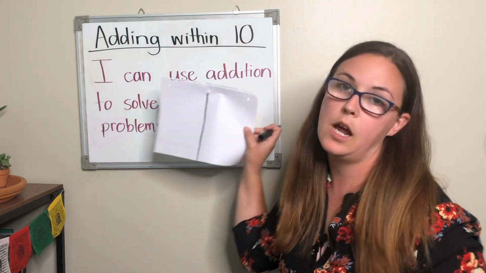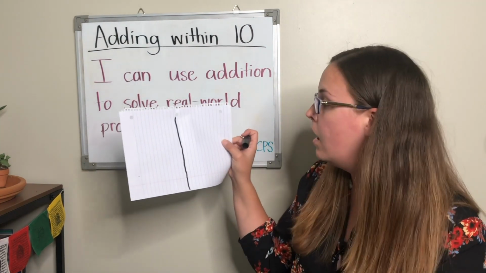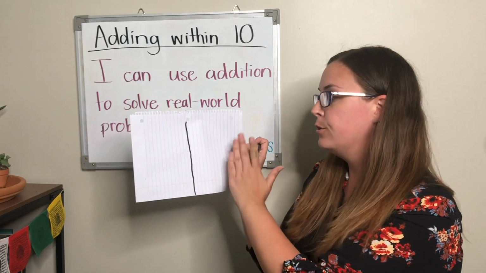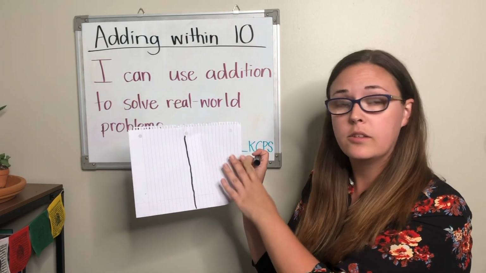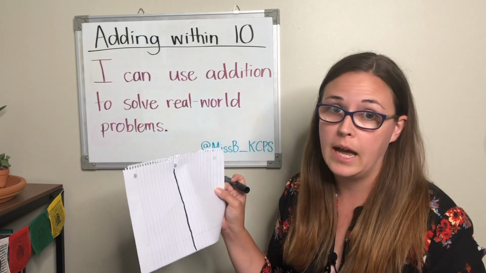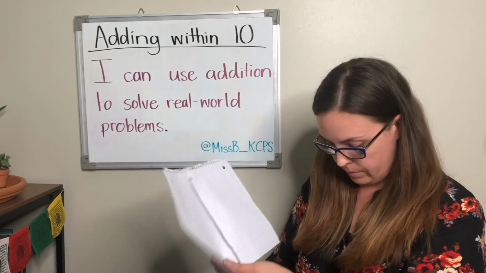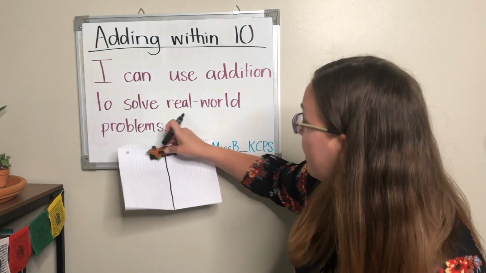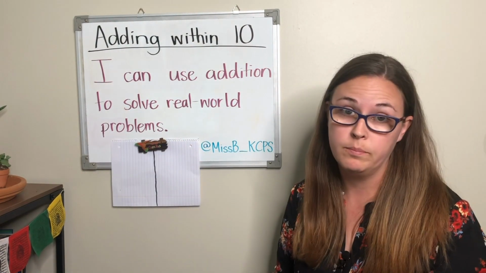Now, it's okay if it's not perfect. You'll see that mine's not perfect. But it's important here that we have two distinct sides so that we can separate the objects that we're counting. So if you don't have a part-part whole map, that is a quick and easy way to make one.